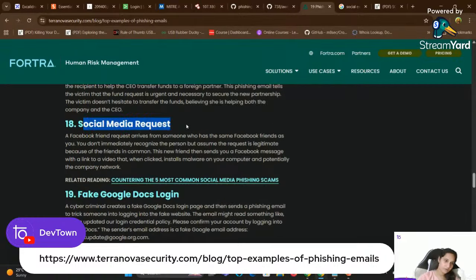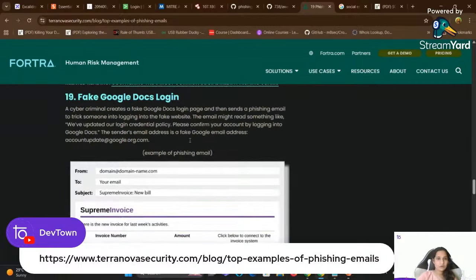Then comes the social media request. You receive a request from a friend who looks like a person you know, but you don't immediately recognize them, yet you assume the request is legitimate. Because that friend has other friends in common, you just accept it, and that friend sends you some sort of link or video. You click on it to see what it is, excited that you have connected with some long lost friend of yours. What happens is that you are actually installing malware instead of something else. So this is also one of the major issues out of 19 examples you can look for.